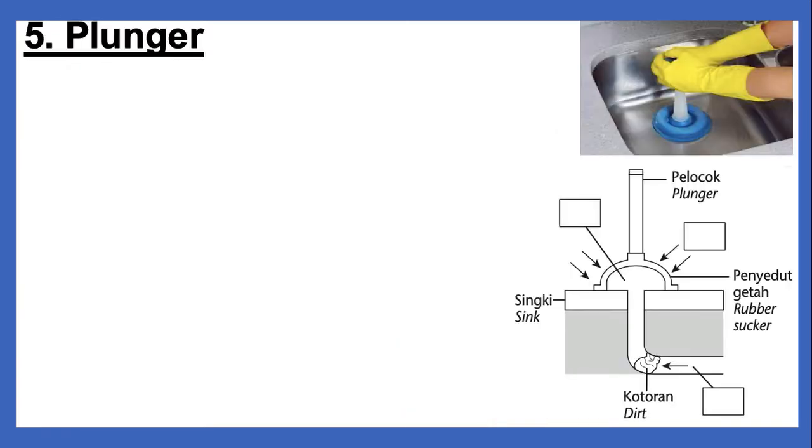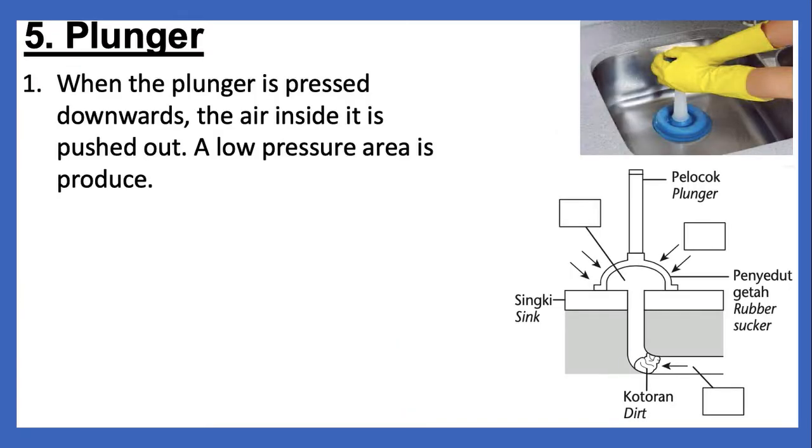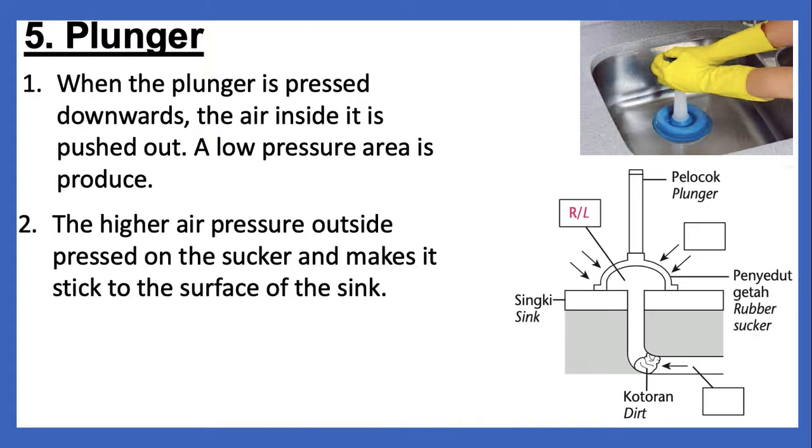A plunger. When a plunger is pressed downwards, the air inside it is pushed out. A lower pressure area is produced. The higher air pressure outside presses on the sucker and makes it stick to the surface of the sink.